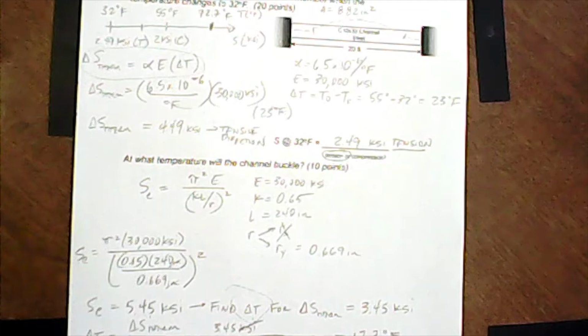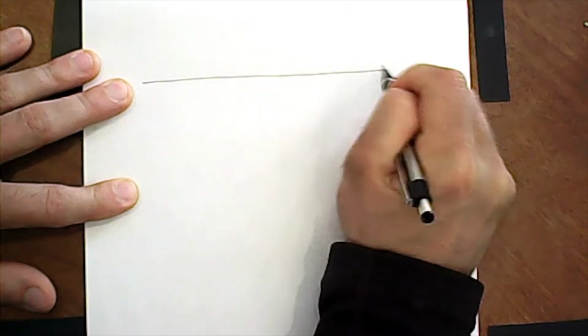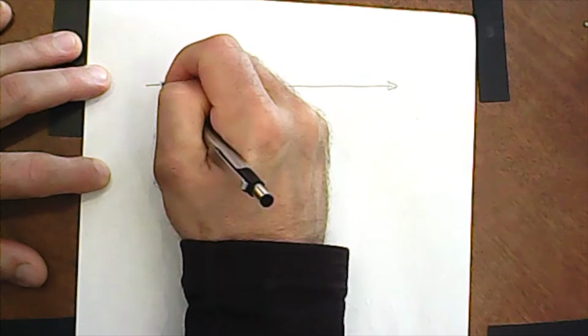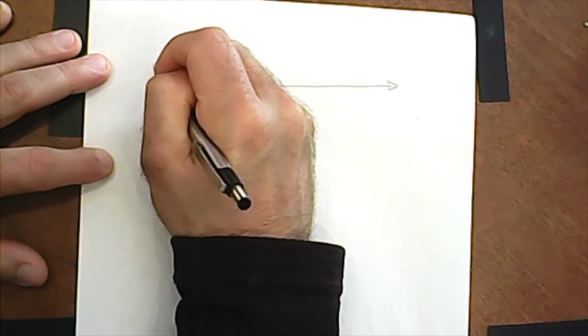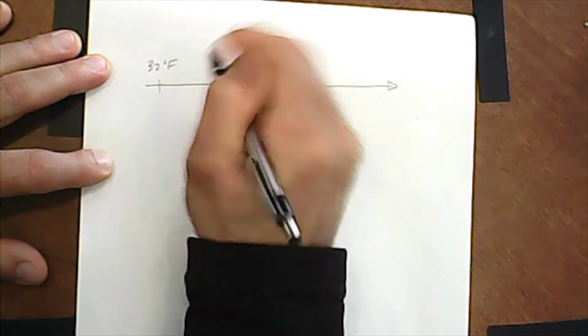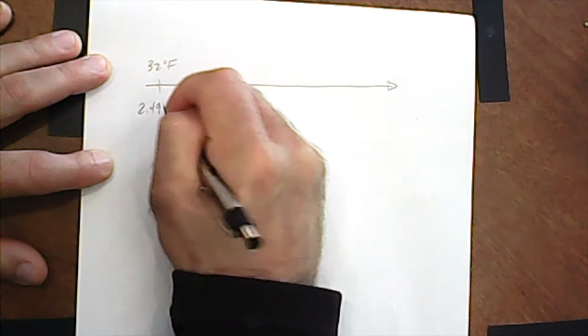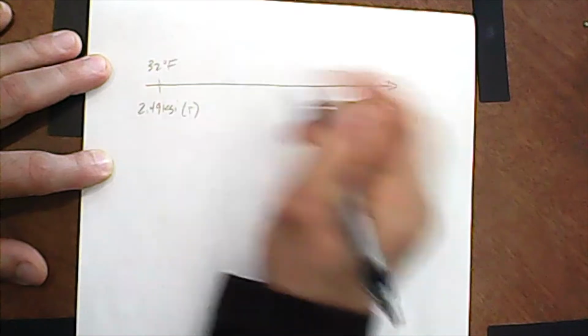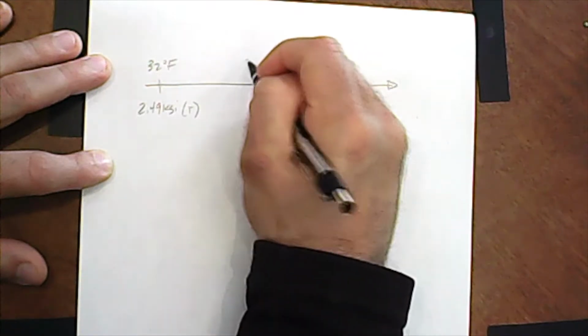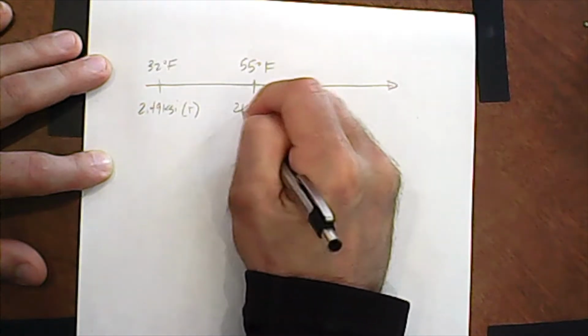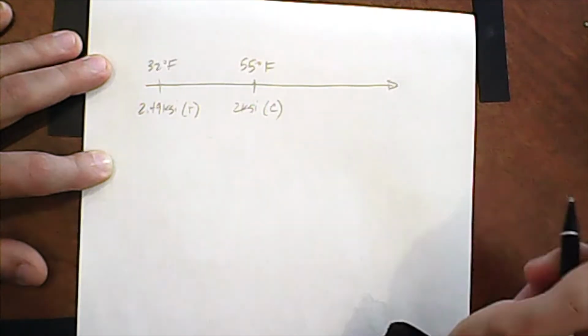Okay, and just for edification, if we were to have a little more detailed temperature thing, where we would say, okay, we know we had a 32 degrees Fahrenheit, and we know that that was the change in stress, and we ended up with 2.49 KSI tension. Then we had our 55 degrees Fahrenheit. That was our initial condition. We started off with 2 KSI compression.